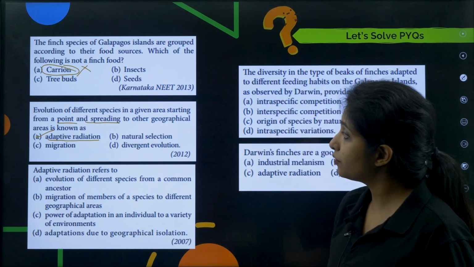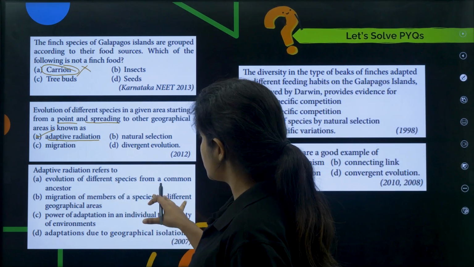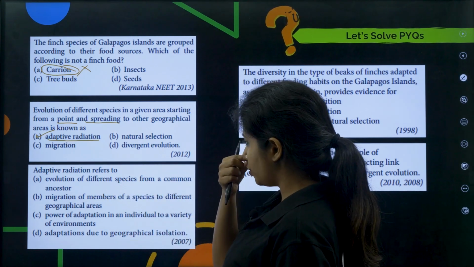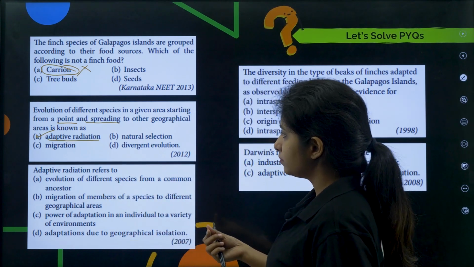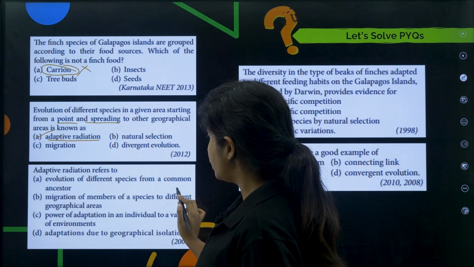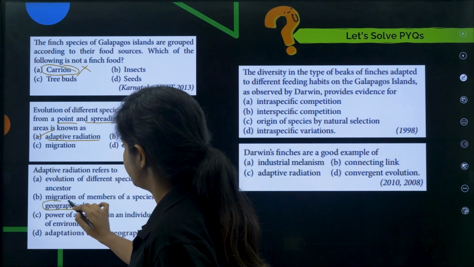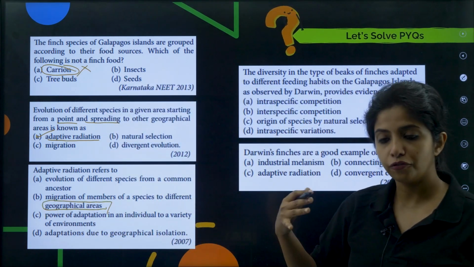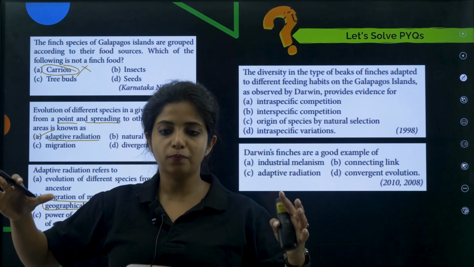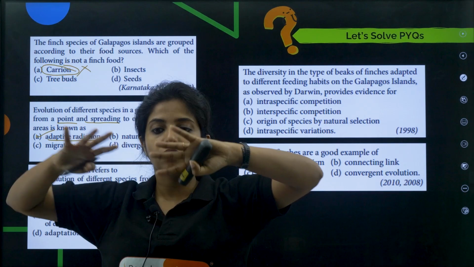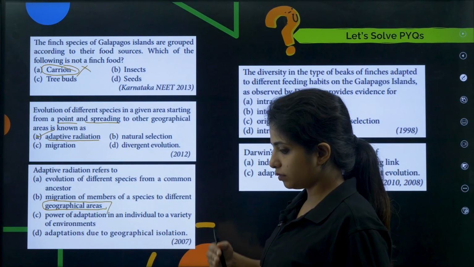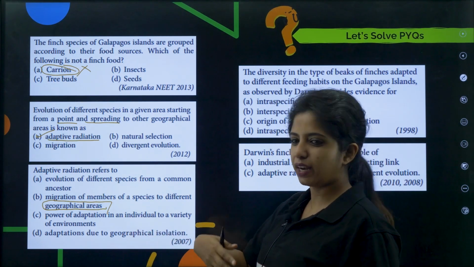Next question, adaptive radiation refers to evolution of different species from a common ancestor, okay, migration of members of a species to different geographical areas. Basically this is the same geographical area where everything is moving into different habitats, and also they are becoming different species. So, this is not exactly correct.